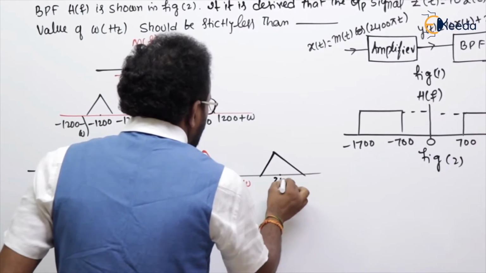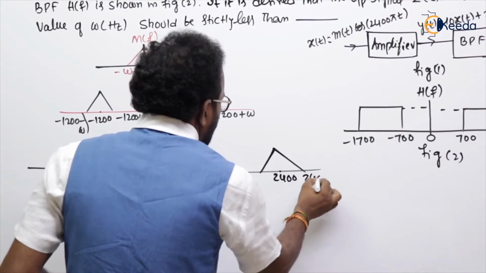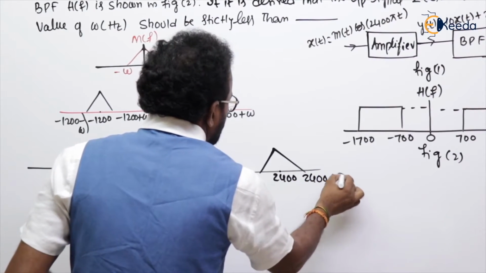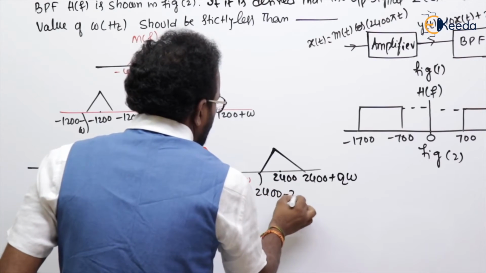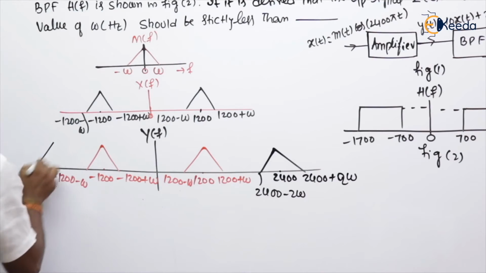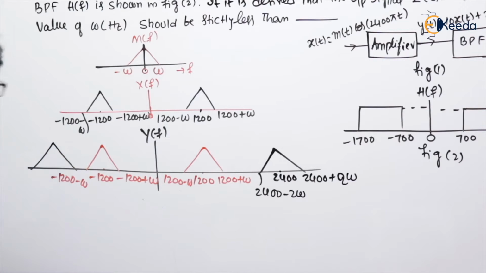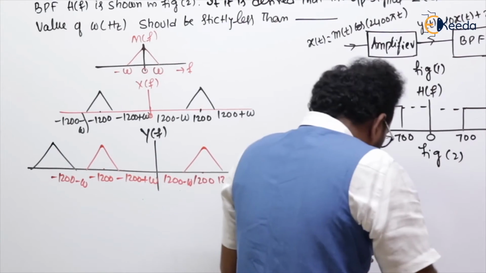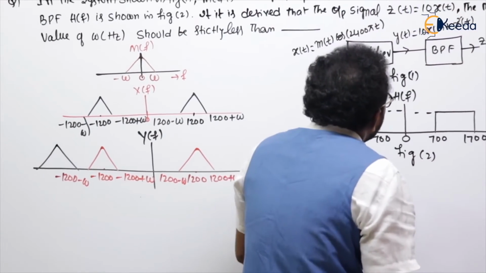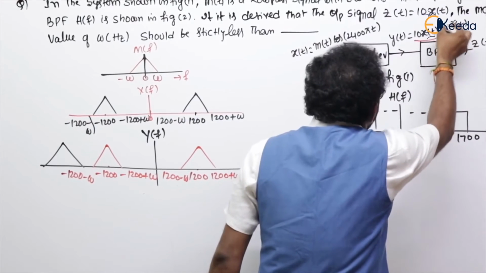So this is 2400 plus 2 omega, and this is 2400 minus 2 omega. Similar will be on the negative side. The question is saying that the output should be only 10x of t, which means it is asking that the output should only be this term.